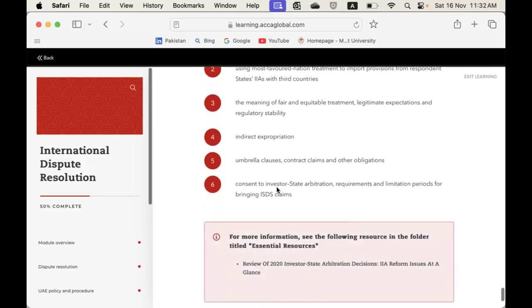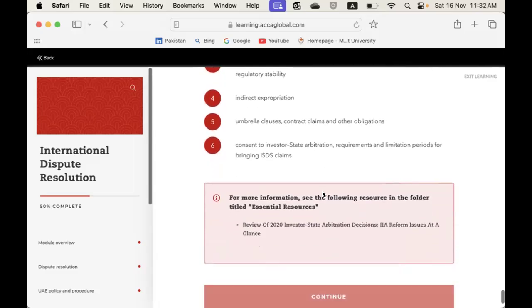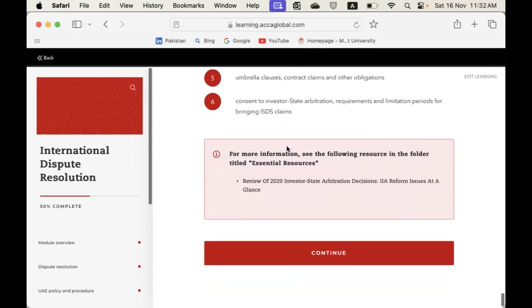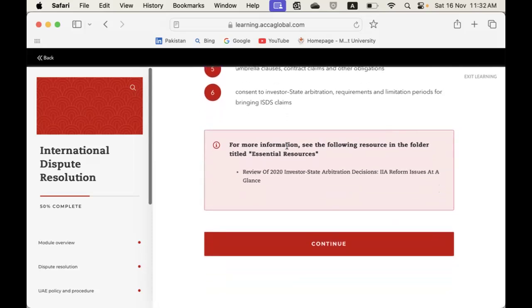Consent to investor state arbitration. So investor state arbitration related matters are also being seen as a future consideration, which is going to improve this investment dispute resolution mechanism between who? The investor and another state. Also, the limitation period for bringing investment dispute claims. What is the maximum time in which an investment dispute can be brought against a state?